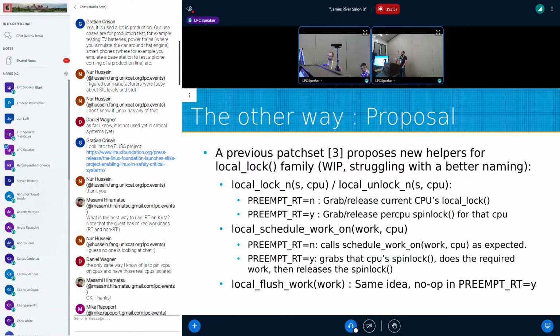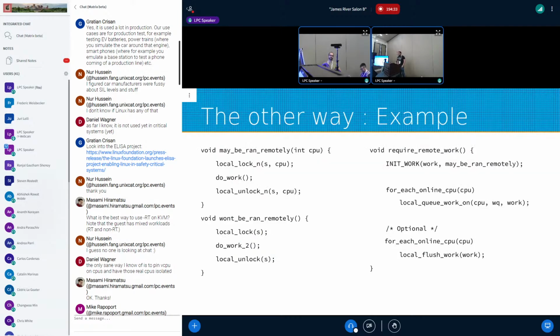And here I propose, I sent this patch before, I propose that the name is bogus. I just could not think of a good name for it. But the whole idea is that if you can get the other CPU's local lock, in this case a spinlock, we can create new functions. And instead of scheduling work on, we can use these helpers, local schedule work on, and instead of really scheduling, we just grab the spinlock and do the work.